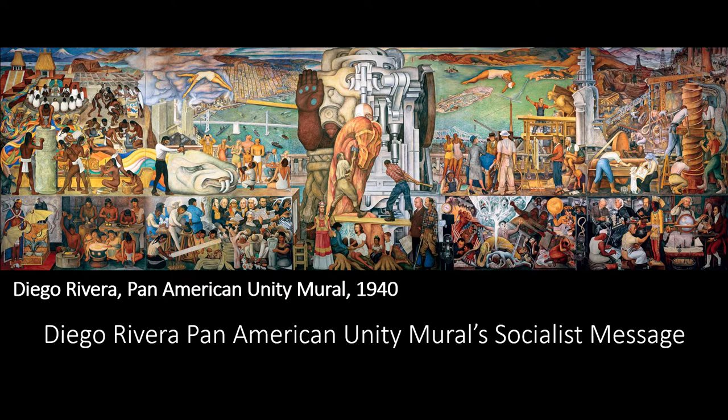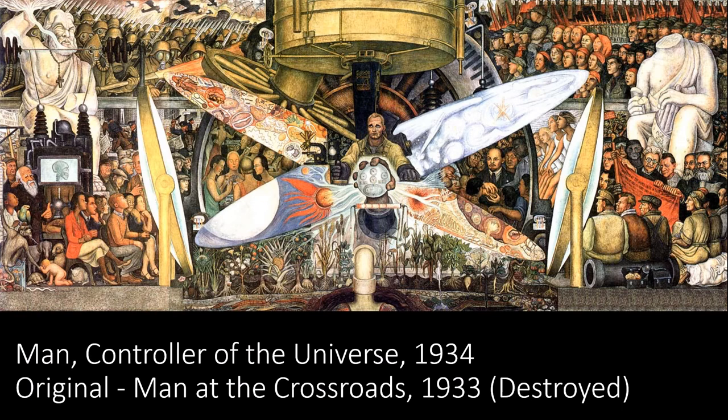He completed the mural in 1940. 7 years earlier, in 1933, Diego Rivera painted the Man at the Crossroad mural at Rockefeller Center. The mural had an image of Lenin in the mural. Lenin was the communist leader of the Soviet Union. Due to public outcry, Rivera was asked to remove the Lenin image. He refused and the mural was destroyed. Therefore, for the City College Pan-American Unity mural, he could not have an overt communist or socialist message.